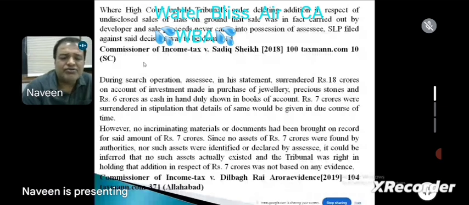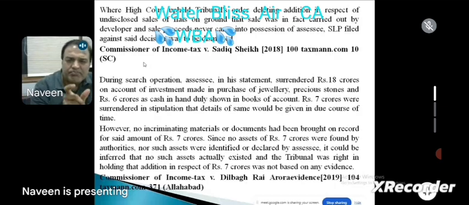Another interesting decision of the Allahabad High Court. What happened? A search took place. Statements were recorded under section 132(4) from the assessee. In the statement recorded under 132(4), the assessee surrendered 18 crores as undisclosed income on account of investment made in the purchase of jewelry and precious stones, and 6 crores as cash in hand duly shown in the books. 7 crores were surrendered on the stipulation that details of the same would be given in due course of time. However, no incriminating materials or documents have been brought on record for the said amount of 7 crores.